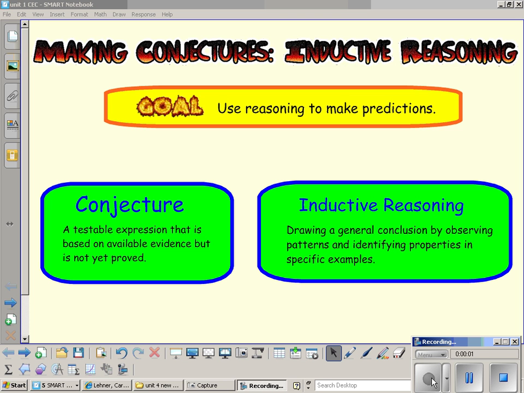In this lesson, we are going to look at making conjectures, and this is done through inductive reasoning. We're going to use reasoning to make some predictions. A conjecture is a testable expression that is based on available evidence but is not yet proved. All right, so your evidence allows you to make the conjecture, but it's not necessarily proved for every possible situation. Inductive reasoning is drawing a general conclusion by observing patterns and identifying properties in specific examples.